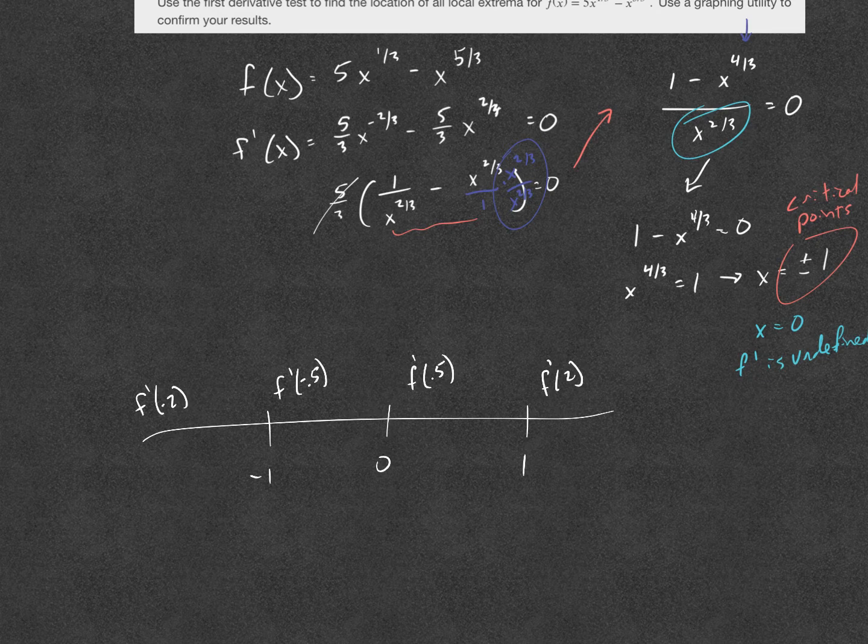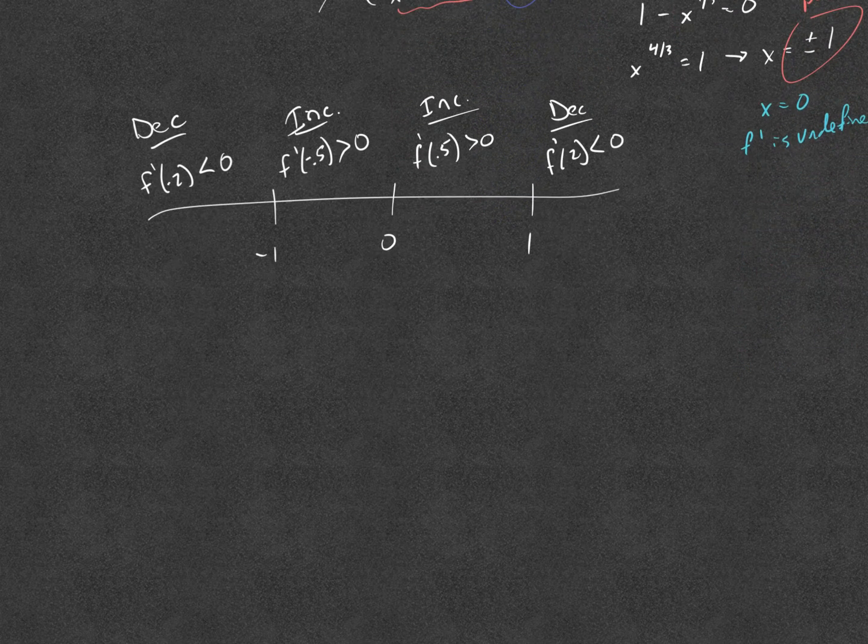If you want to pause the video now to do that, great. But I'm going to go ahead and tell you what you end up with. So for f prime of negative 2, you get something that is less than 0, telling me that my function is decreasing. F prime of negative 0.5, you get something that is greater than 0, telling me that my function is increasing. F prime of positive 0.5, we also get something that is greater than 0. We are increasing. And f prime of 2 is less than 0, telling me that we are decreasing. Okay, so that's what we get for the derivative at each of those points.